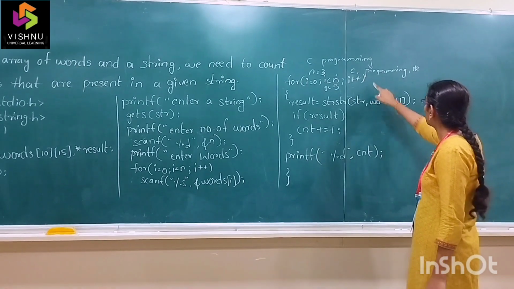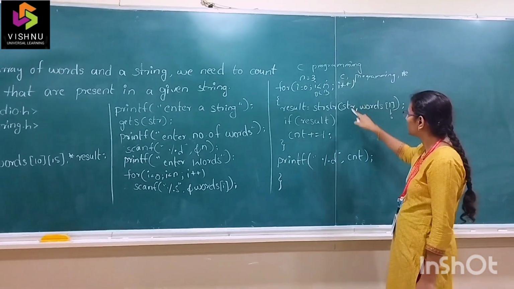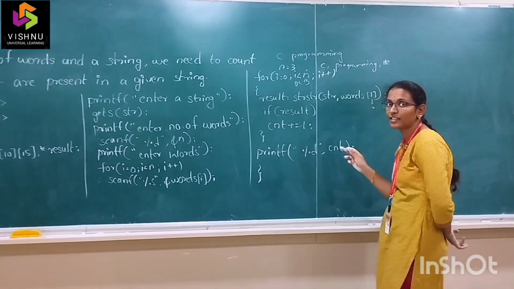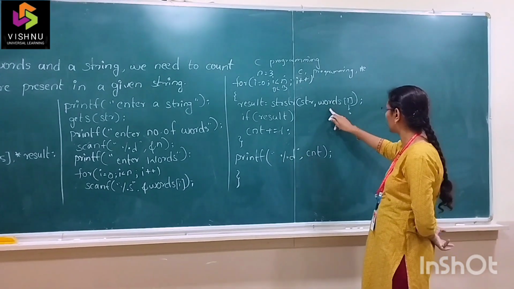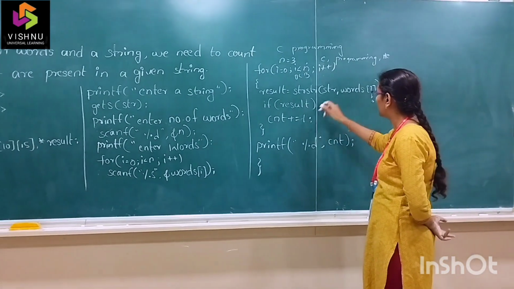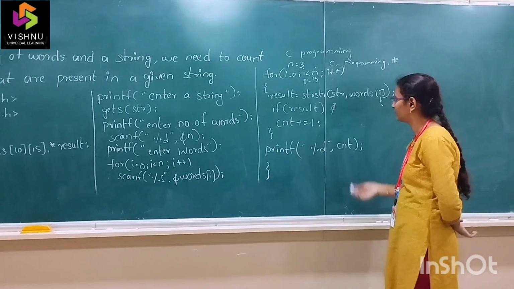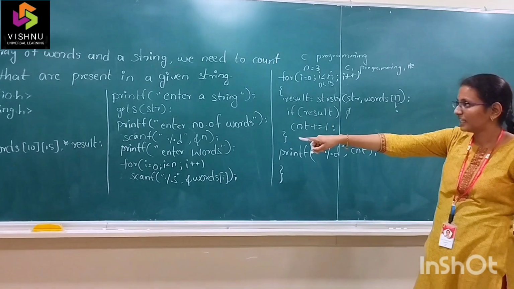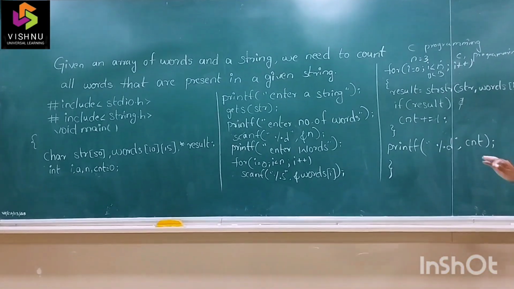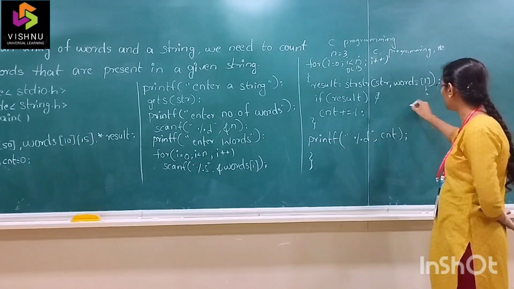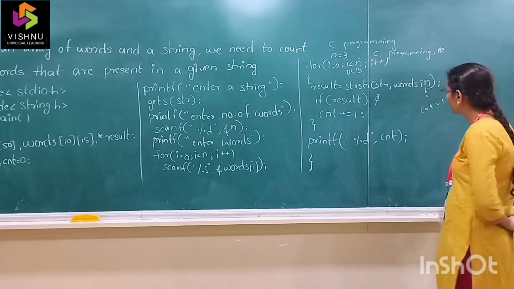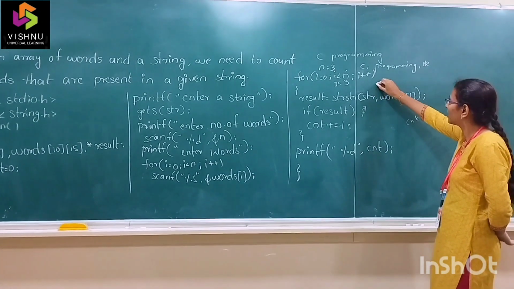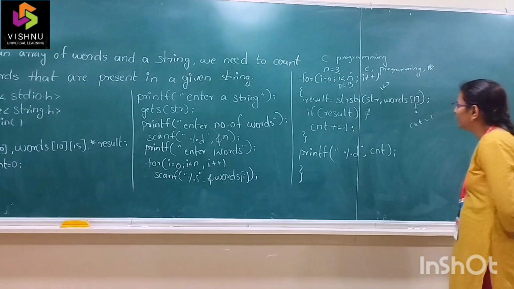C is compared with the main string. If C is present, it returns the first character of the second string, or the first character of the word. It returns C. If of C, which is true, it increases the count value. Initially, I declared count with 0. Now the count value becomes 1. After this, it increases the i value. i becomes 1. 1 less than 3, which is true.